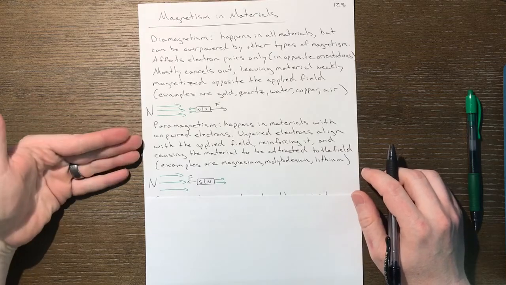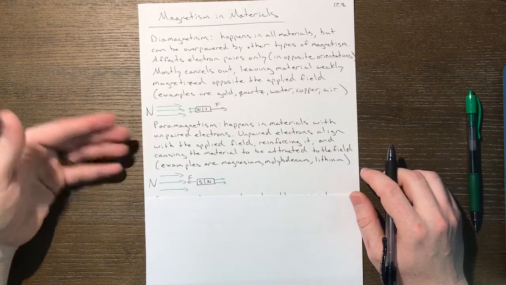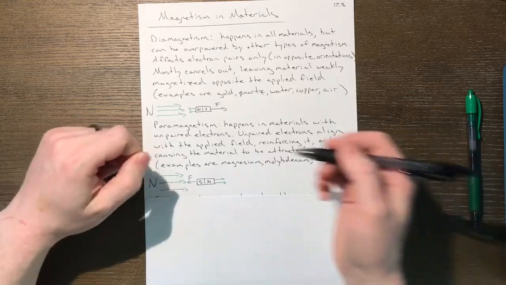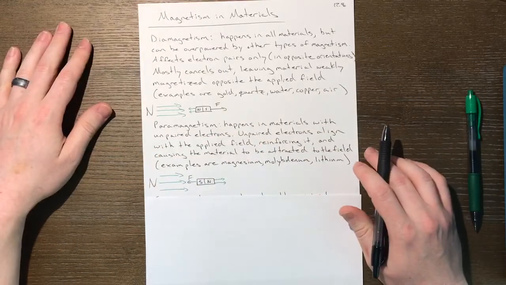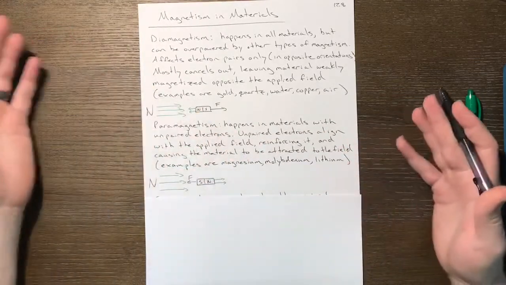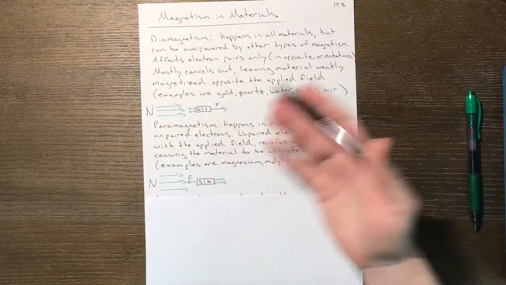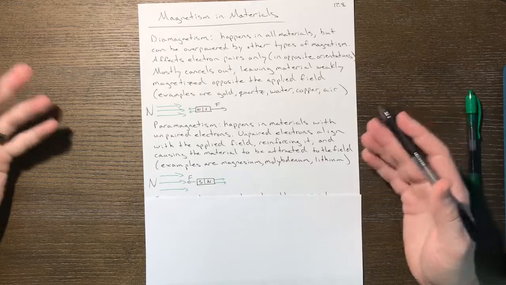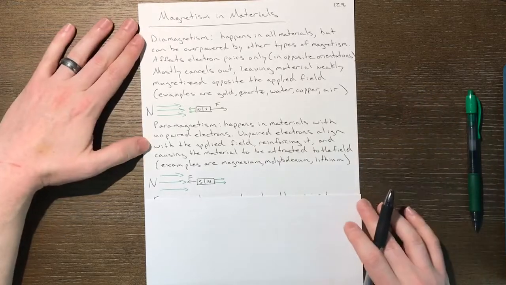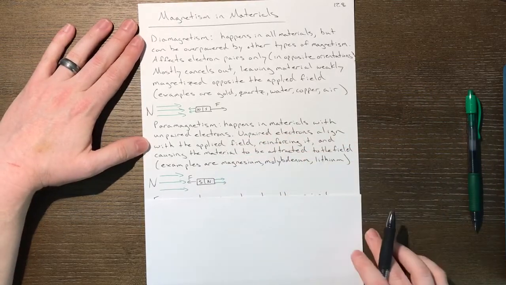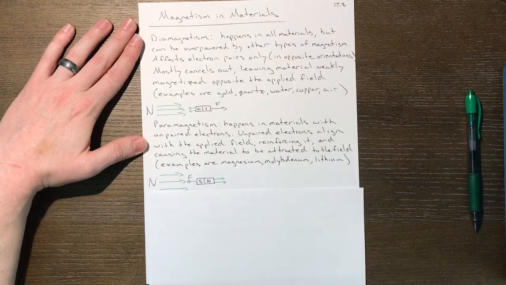So paramagnetism is what happens if you hold a magnet next to an object and it is attracted. However, you take it away and it's no longer magnetic. You take the magnet away, the object falls down, it's right back to where it started. It only has this property while the magnetic field is there.